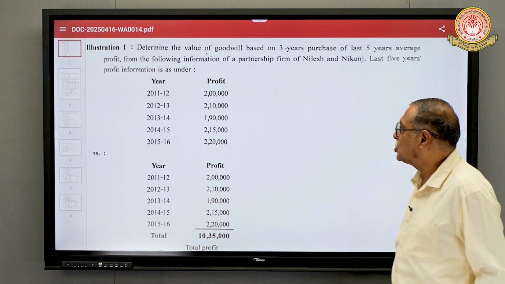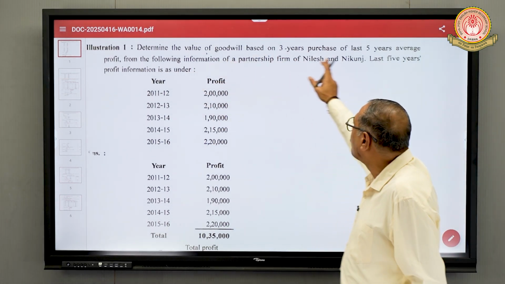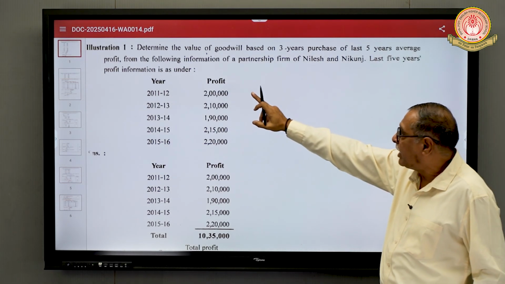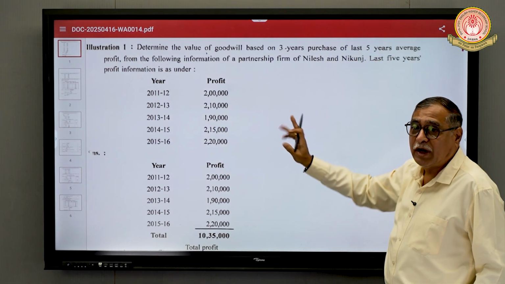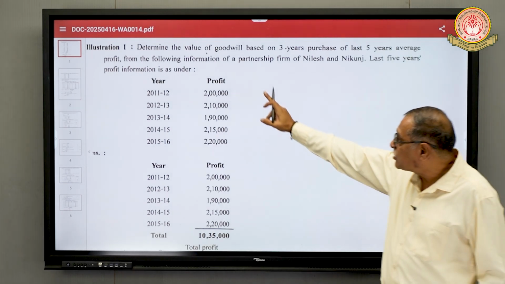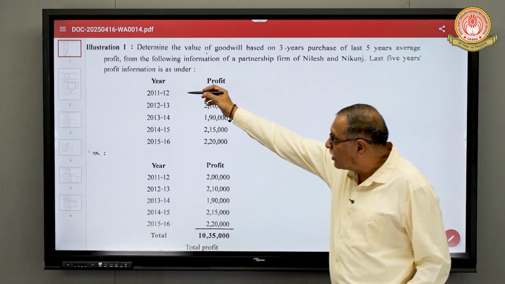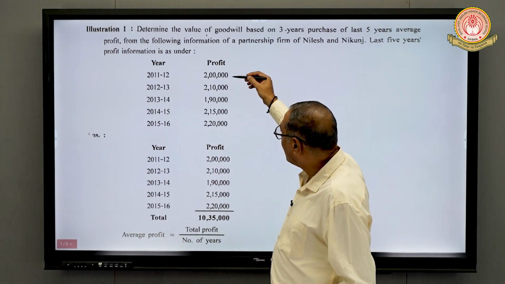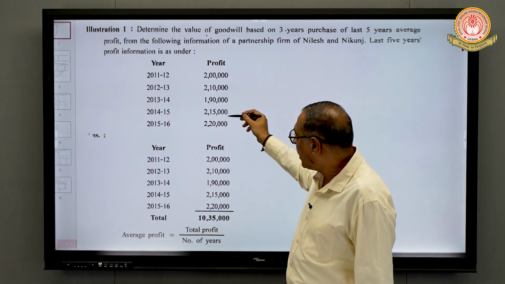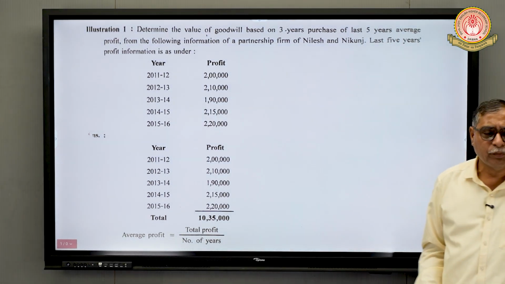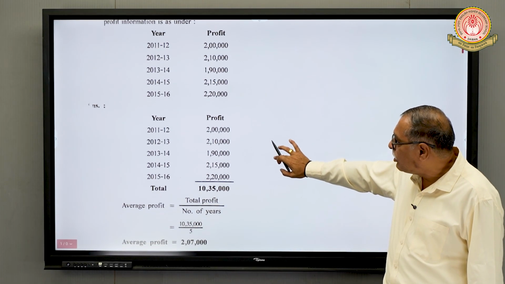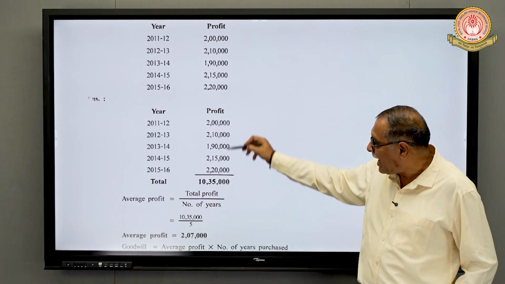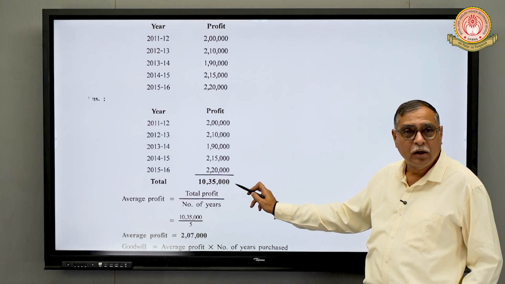The first illustration is: determine the value of goodwill based on 3 years purchase of last 5 years average profit. So that means we want average profit first. Profit is given year wise, 12, 13, 14, 15, 16. The profits are 2 lakh, 2 lakh 10,000, 190, 2 lakh 15, 220. We have to add all the years' profit. So what is the total profit? If we add this, it is 10 lakh 35,000.